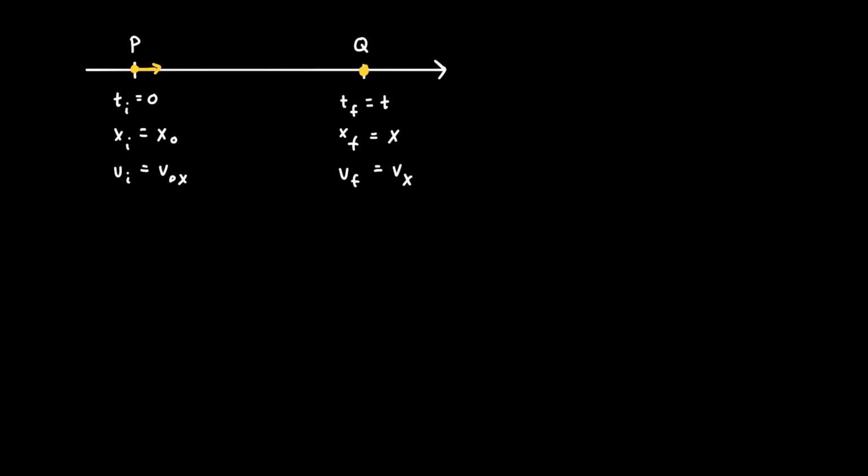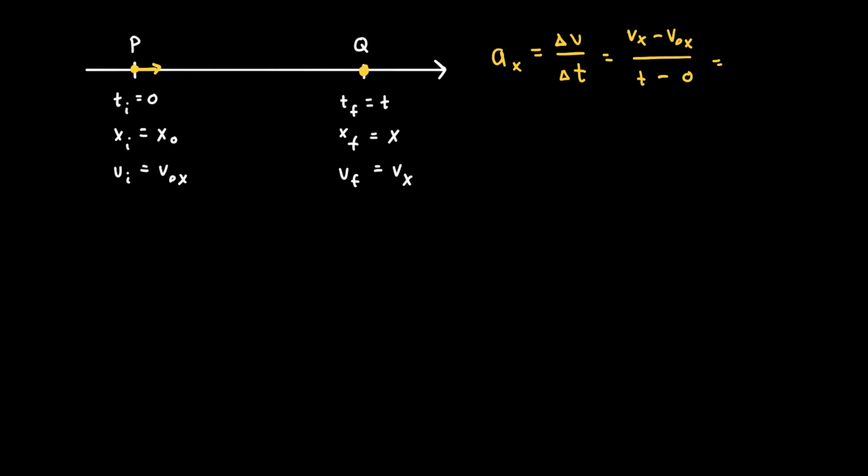So I'd like to start with the definition of average acceleration. And that is something like maybe the acceleration in the x direction is equal to a change in velocity divided by a change in time, delta v over delta t. And so for this object between points P and Q, the final velocity is vx, the initial velocity is v naught x, the final time is t, and the initial time is 0. So delta anything, whether it's delta v or delta t, is always the final value minus the initial value, or here the value at point Q minus the value at point P.